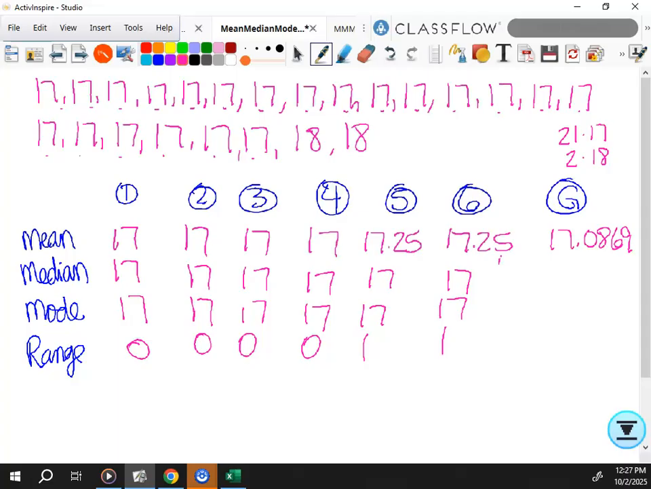What would our median be in this data? 17. What's the mode? 17. So even if you have a couple salaries that are not that much more than the rest, you still probably want to use the median if you're the boss, right? You want to use the median to give the raises. You want to use the mean to tout your company. And then our range here is what? 1. Okay, would you consider 18 an outlier? No, because it's not drastically more, right?